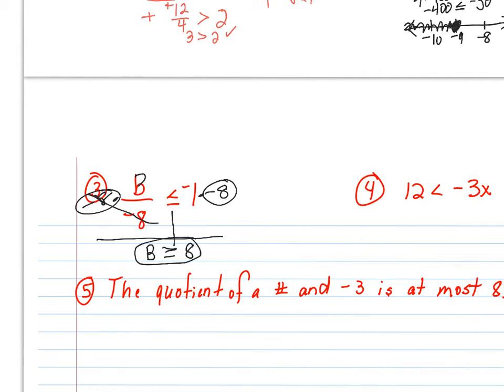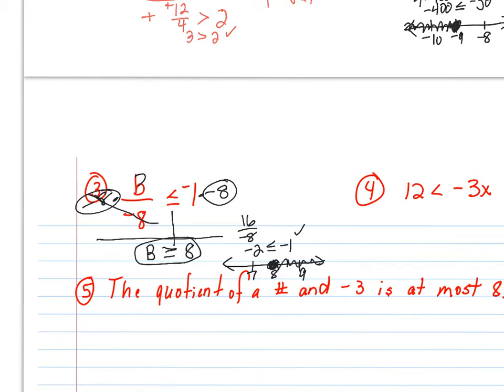Check it. Let's choose 16. 16's in there, right? 16 divided by -8 is -2. Is that less than or equal to -1? It checks. Yes, it is. So draw your number line. Here's 8. There's 7. There's 9. It is equal to, so we put a solid dot, and everything greater than this way.